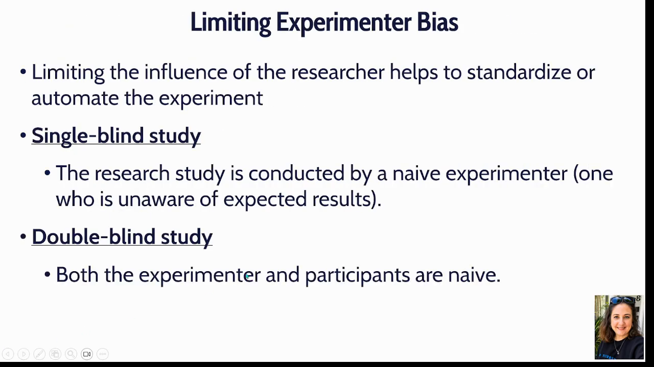How do we limit experimenter bias? We can do that by doing our study in a certain way that helps to standardize or automate our procedures. A single-blind study is when we have a study conducted by what's called a naive experimenter. So that means one person is unaware of the expected results. And a double-blind study is when both the experimenter and the participants are naive.